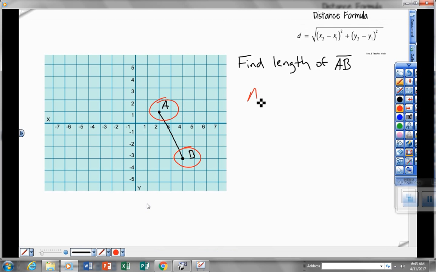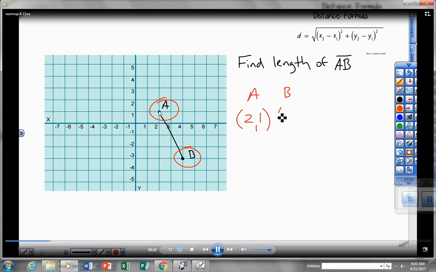So A, that's the coordinate 2 for X and 1 for Y. Over 2, up 1. B is over 4, 4 for X, down 3, negative 3 for Y. I want you to label X and Y.